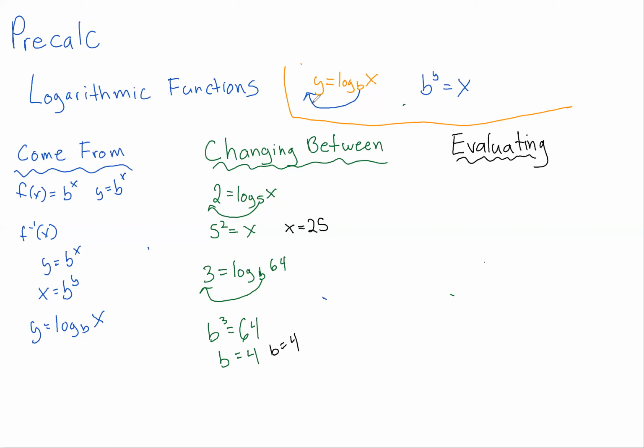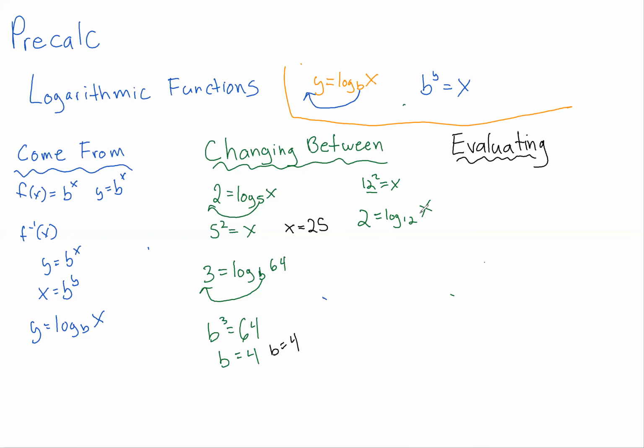Now we were switching from logs to exponents, but we can switch from exponents to logs as well. So let's give it a try: 12 squared equals x. We can find this out pretty easily, but let's follow the pattern and see what happens. The exponent goes on the outside. So 2 equals log base 12 of x.